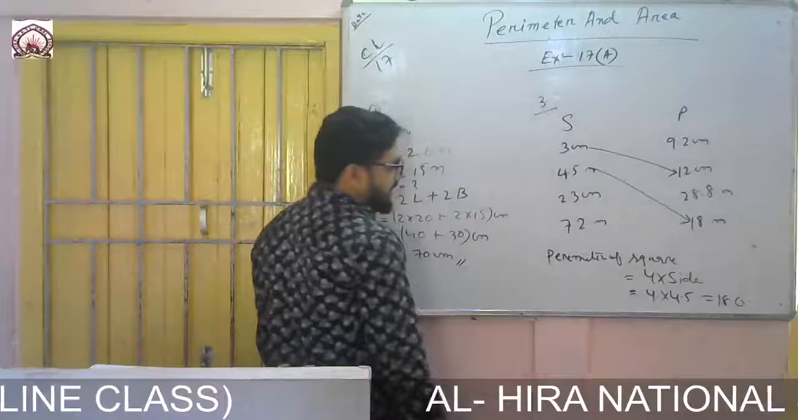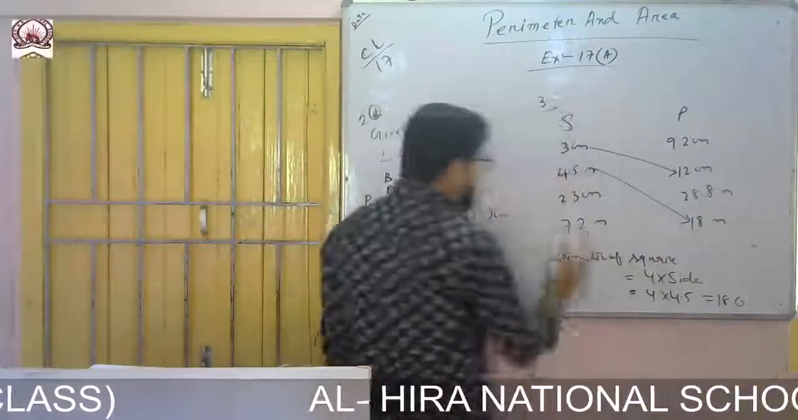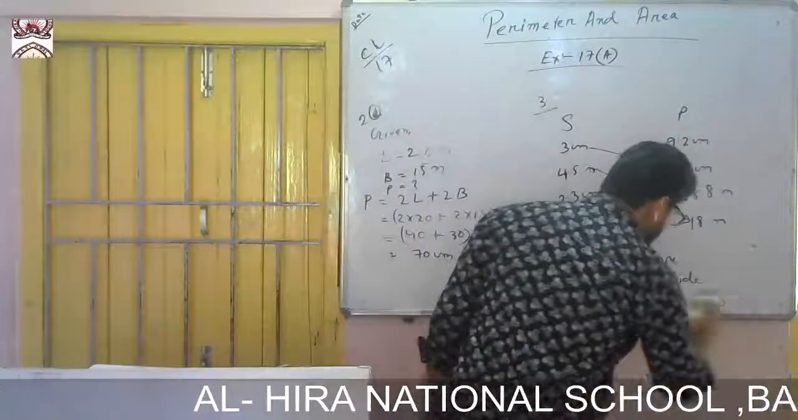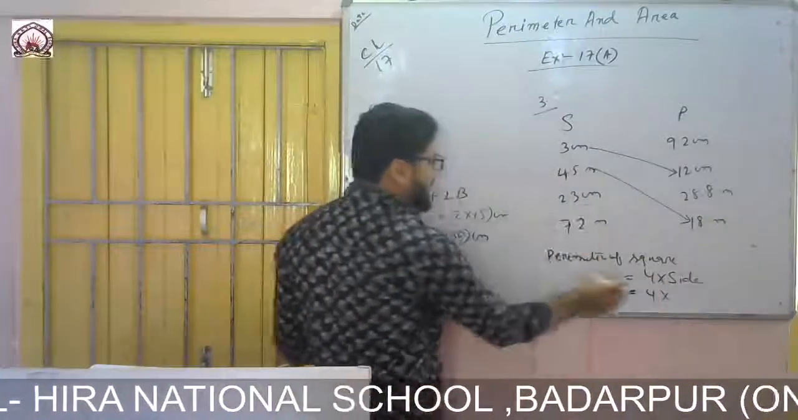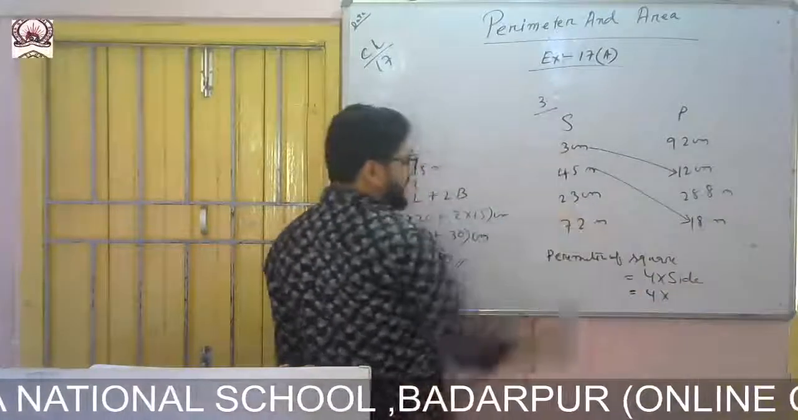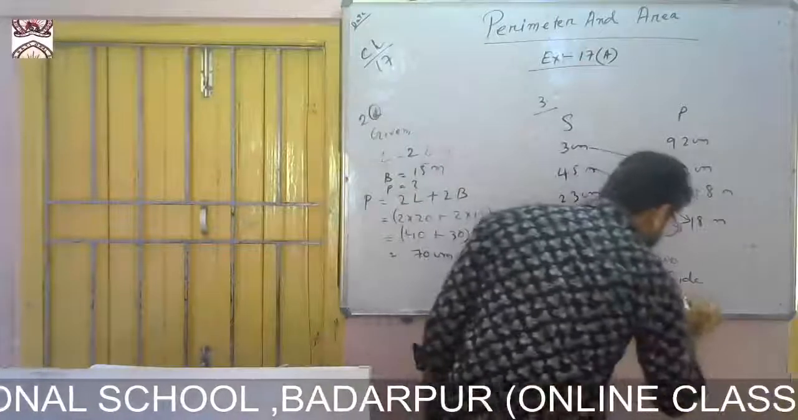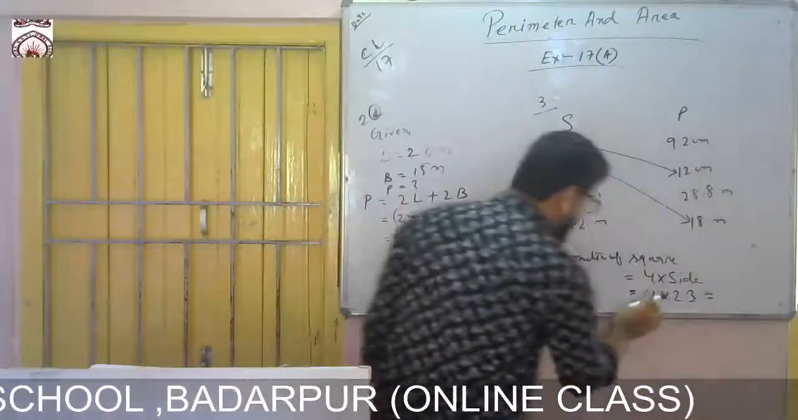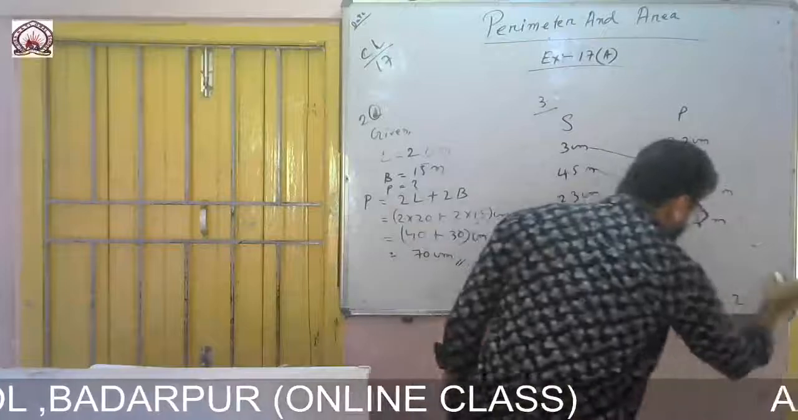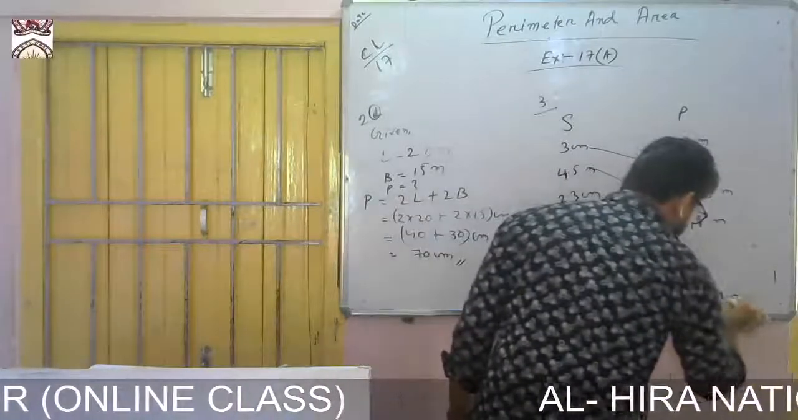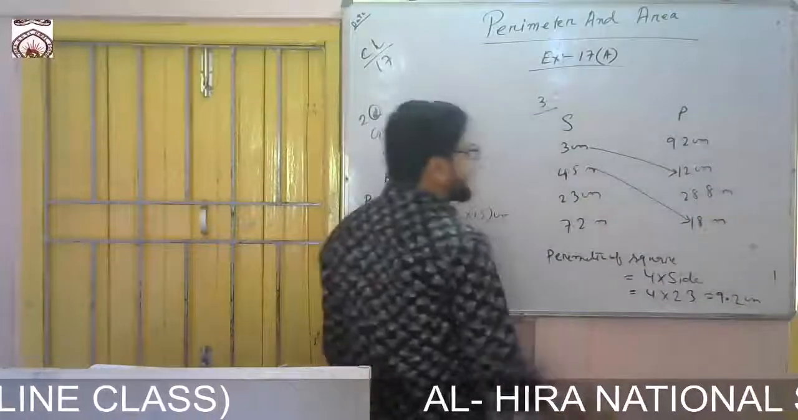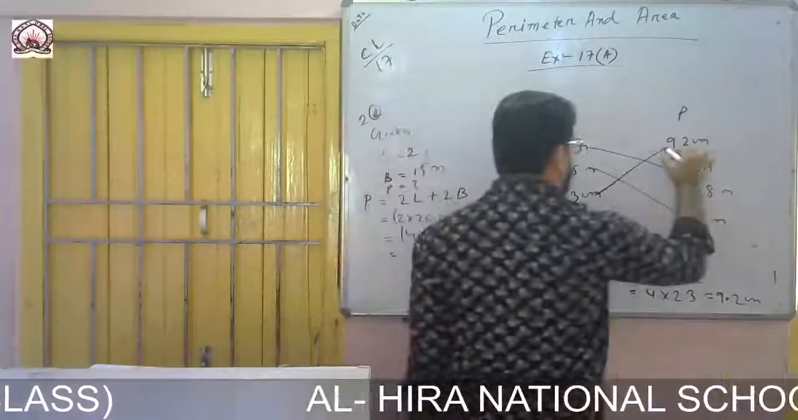Okay, now come to the next one, 2.3. So 4 into 2.3. 4 into side, these are sides. So 4 3s are 12, remain 1. Then 4 2s are 8 and 1 is 9. 9.2 centimeter. 9.2 is there. So this one will match with this one.